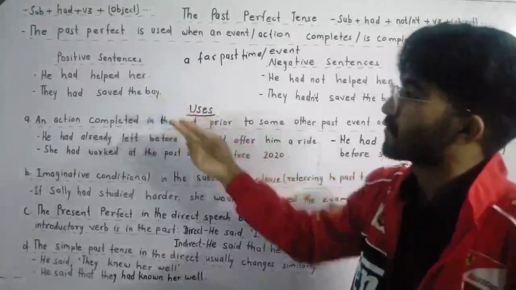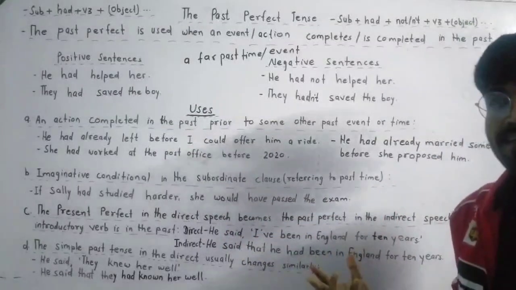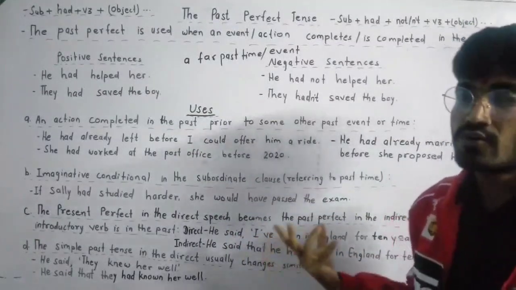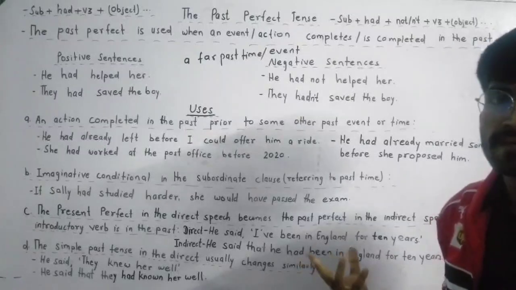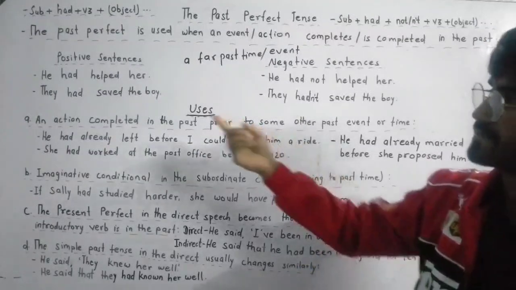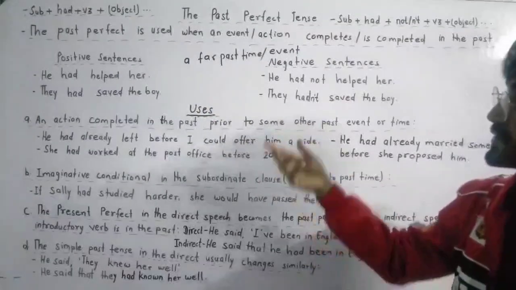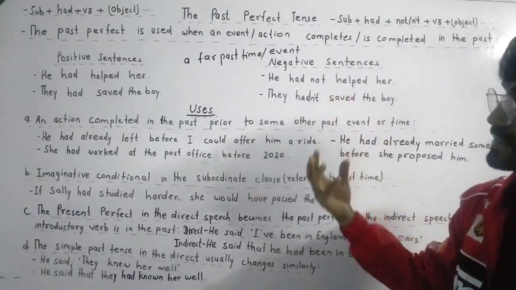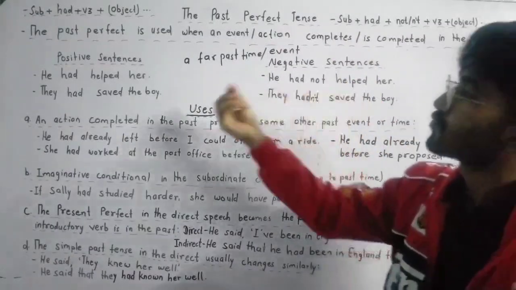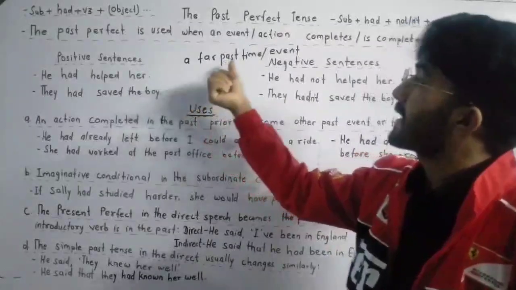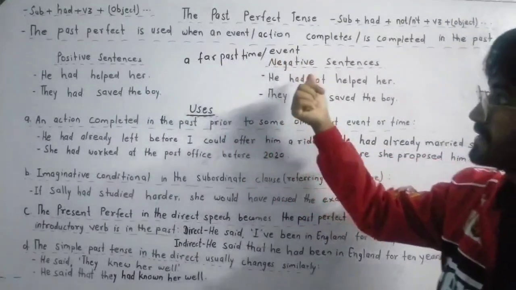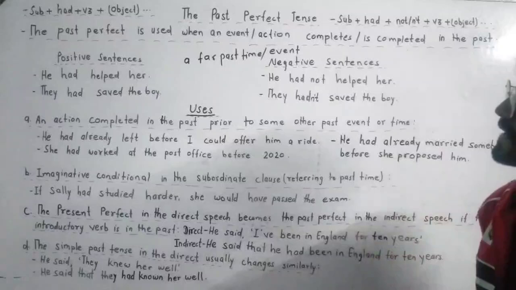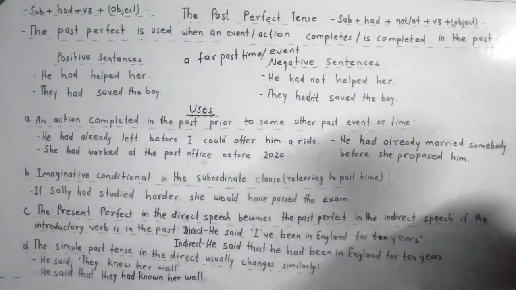They had saved the boy. When? It means in the past, maybe 10 years ago, maybe 20 years ago, they had saved the boy. In this way we can use the past perfect tense to show a past time or event.